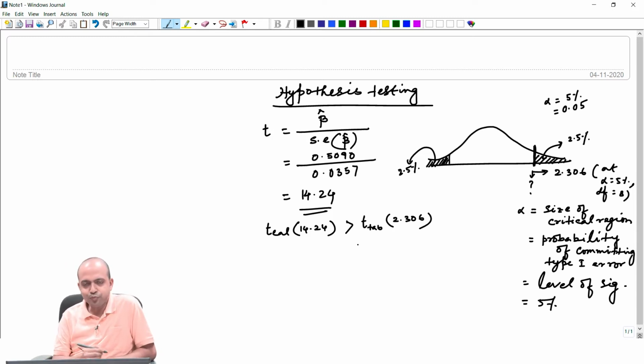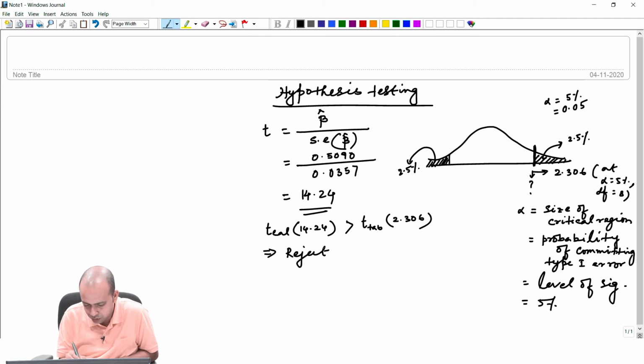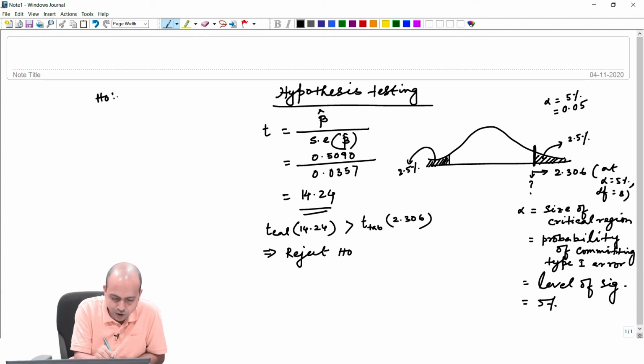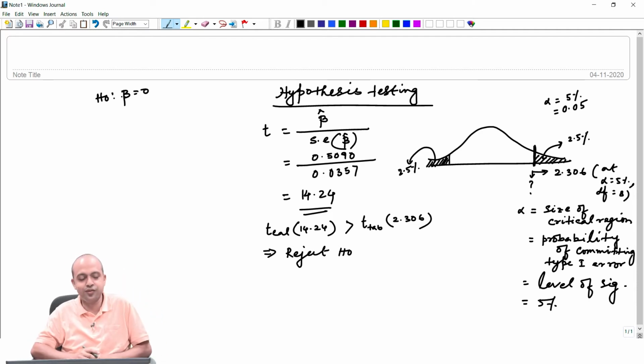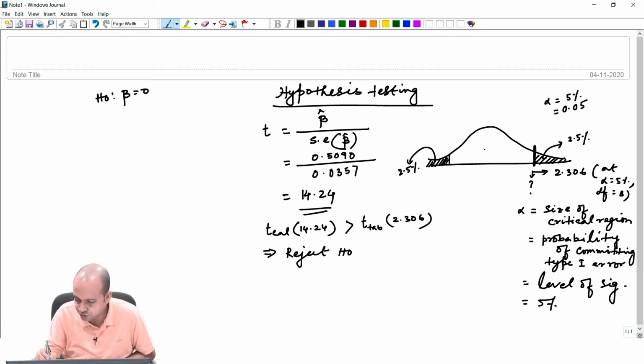And even at the 1% level also, you will see that your calculated value is greater than the tabulated one, that you can verify from the t table. So, that implies we reject our null hypothesis, reject H naught. And what is our H naught we mentioned? H naught was beta equals to 0. That means income does not have any impact on consumption. Okay? Income does not have any impact on consumption.